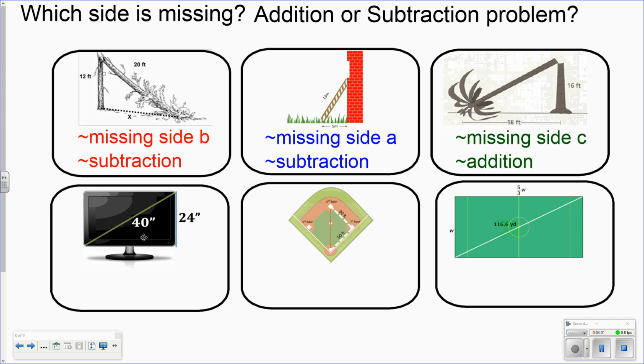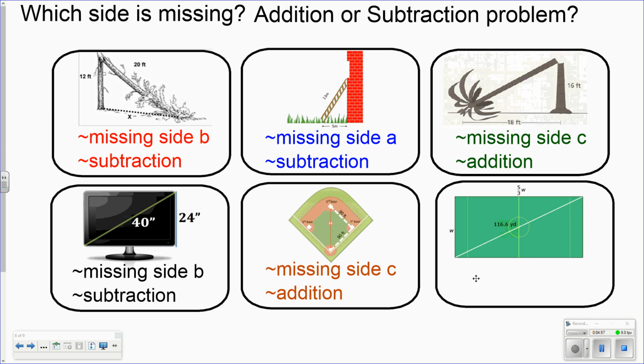In this computer screen, it looks like we have the diagonal across, so we're missing one of the legs. So we're missing side B, which makes it a subtraction problem. In this baseball field, we see that from home plate to first is 90 feet, and from first to second is 90. So this is the longest side, that throw from second base to home. So that means we're missing side C. It makes it an addition problem. Here we have a soccer field, and we've got the diagonal going across, and we've got the length. What we're missing is this width here. So that means we're missing side A, which makes it a subtraction problem.